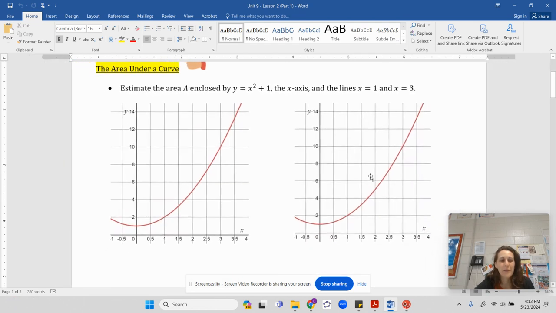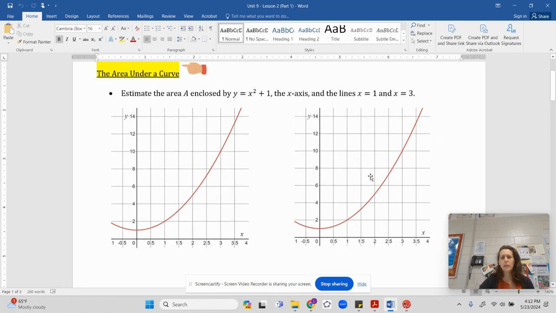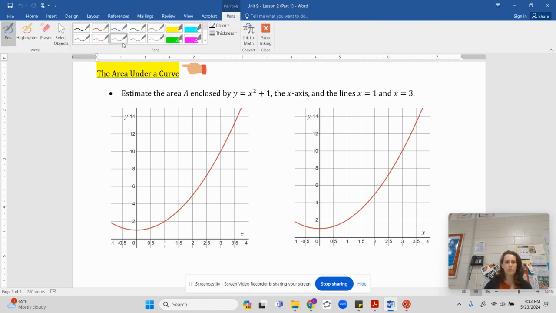And so we're going to start with this little exploration. Usually it would take quite a bit of time in class to work through this, but I'll do it a little bit faster since we're on a video. And so what we want to do is estimate the area A that is enclosed by this curve, y equals x squared plus 1, also by the x-axis, the horizontal axis, and the lines x equals 1 and x equals 3. Those are vertical lines at 1 and 3.